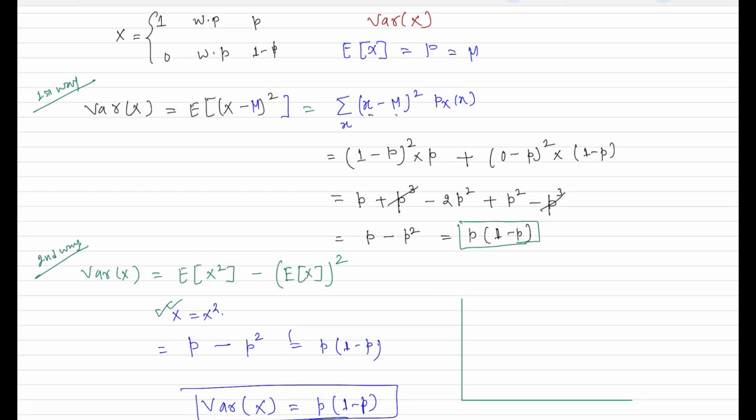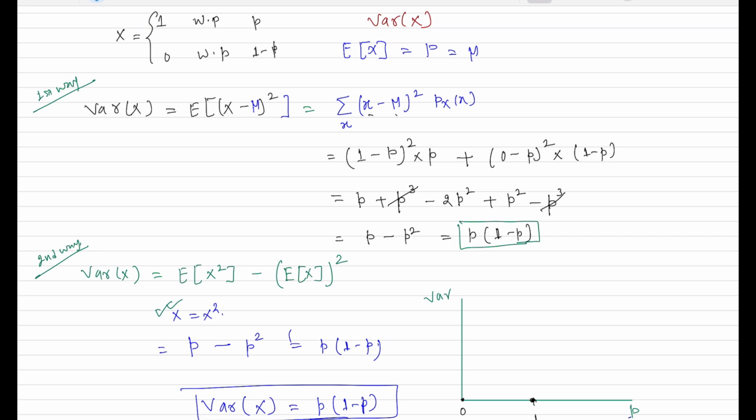Let's try to plot the variance as a function of p. Let's take the variance on the y-axis and plot it against p. If you look at this expression, you will get p minus p square, some kind of downward parabola. Variance is 0 when p is 0, and also variance is 0 when p is 1. So 1 minus 1 is 0, overall you will get 0, right? And this p is nothing but the probability, so it can take values from 0 to 1, and variance is 0 at these edge cases.